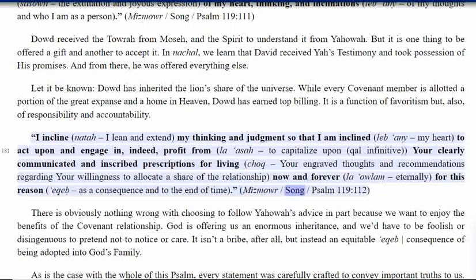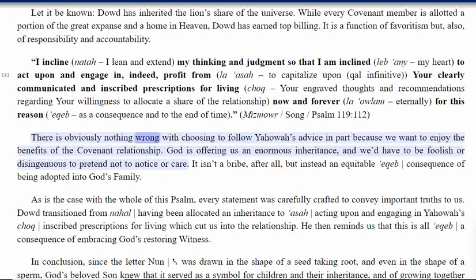Mizmowr, Song, Psalm 119-112. There is obviously nothing wrong with choosing to follow Yahowah's advice in part because we want to enjoy the benefits of the covenant relationship.